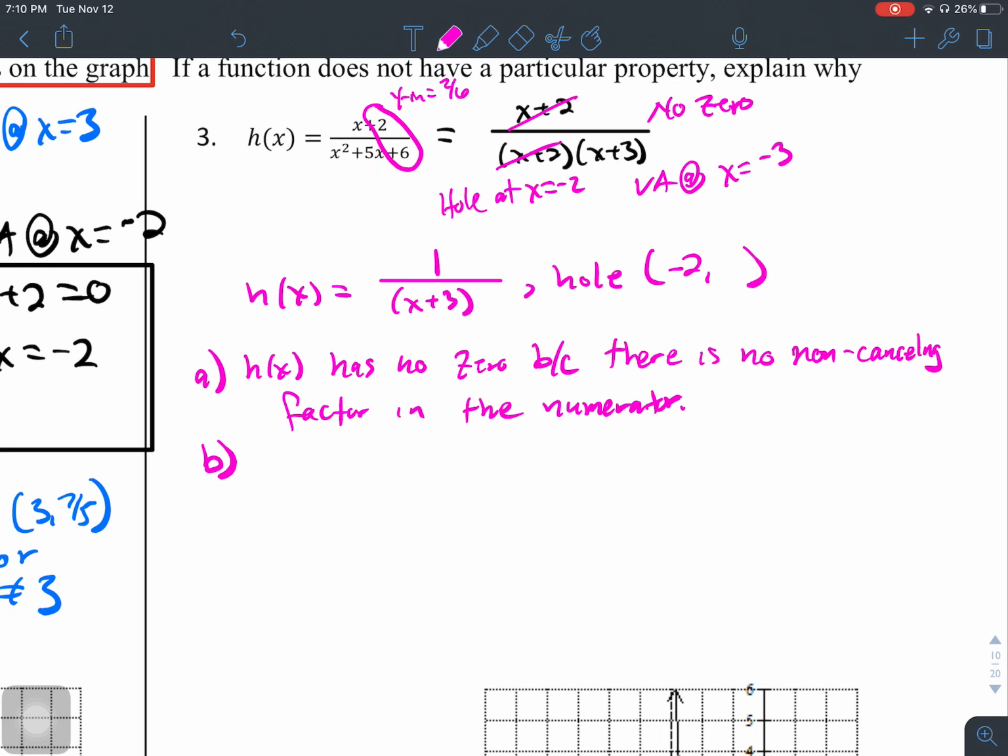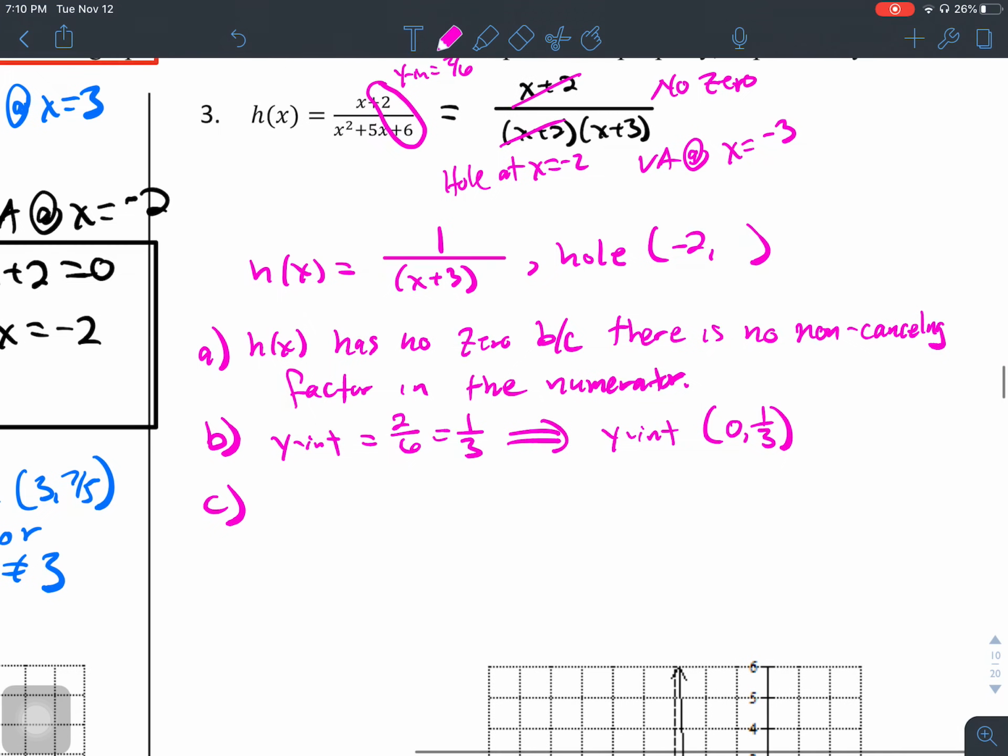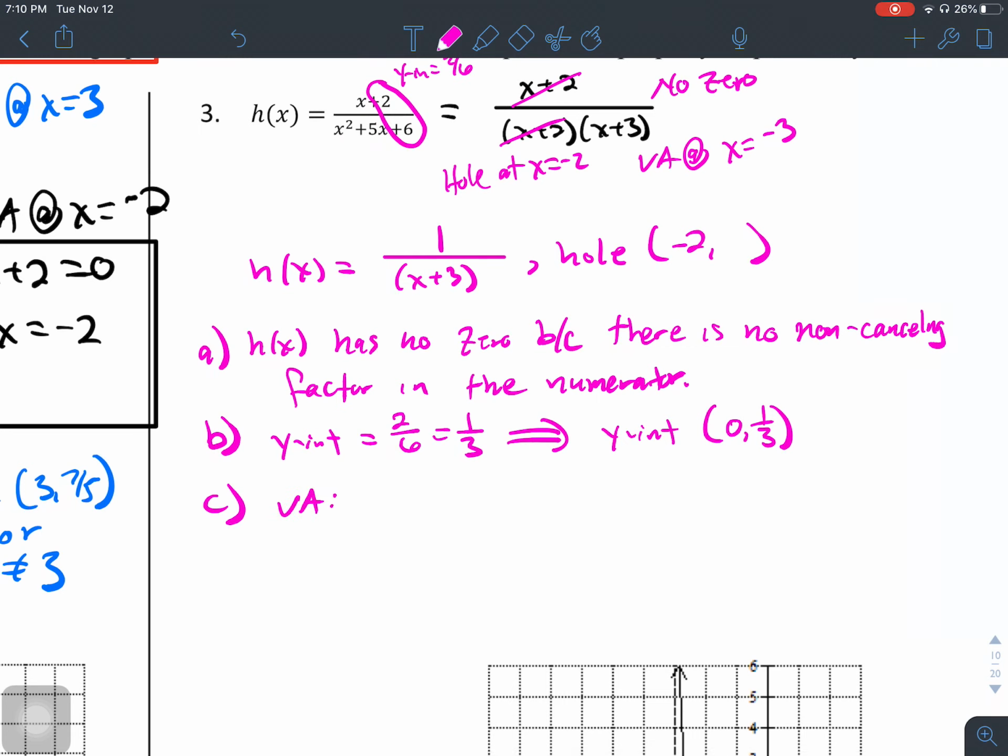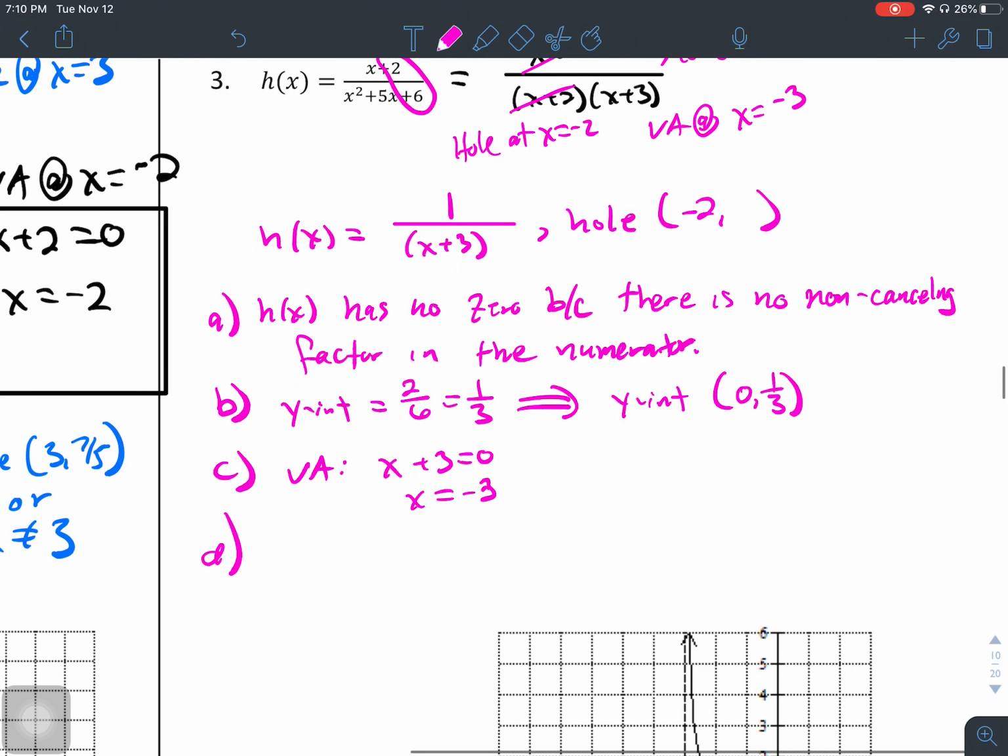B, the y-intercept. I don't need to explain this one. The y-intercept is going to equal 2 over 6, which is 1/3. Therefore, the y-intercept is 0, 1/3. Part C, this is the vertical asymptote. Vertical asymptote is going to be x plus 3 equals 0. So x equals negative 3. That part's done.